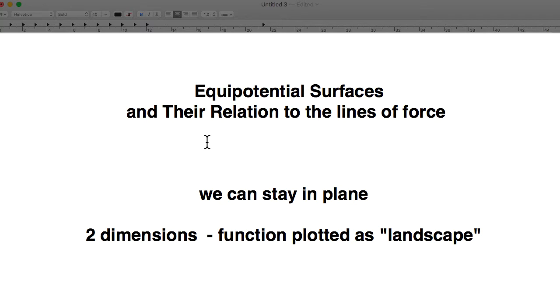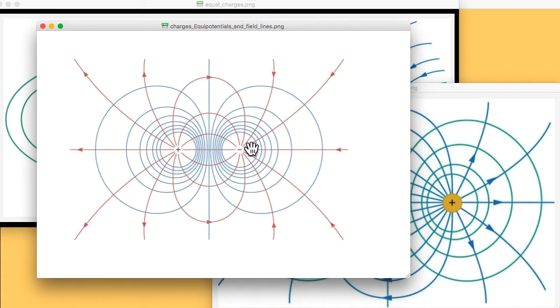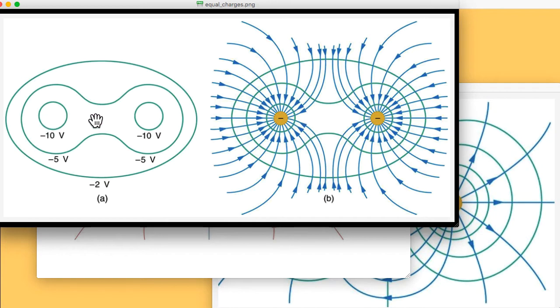Usually there are two charges. Here we have from our text, here is positive and negative charge, and here is the case when both the charges are the same. In this case both are negative, so the positive test particle will be attracted to either there, and there will be no force here. Those are so-called lines of force, and those are the equipotential surfaces, and you can always see that the lines of force are always perpendicular to the equipotential surface.